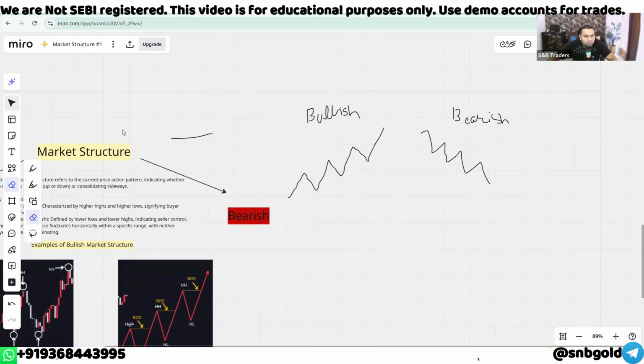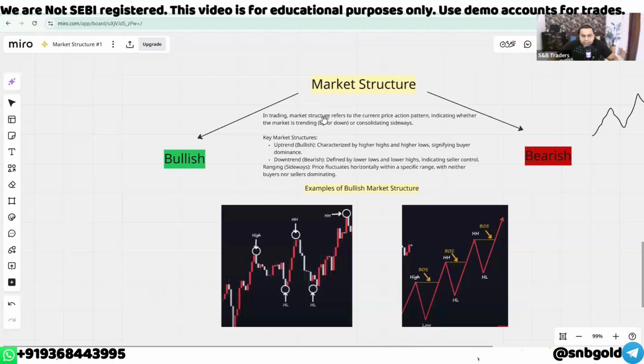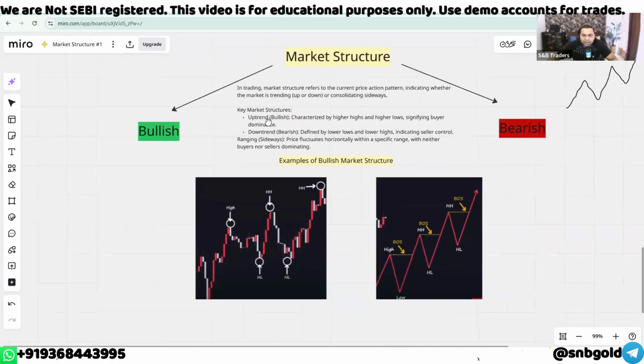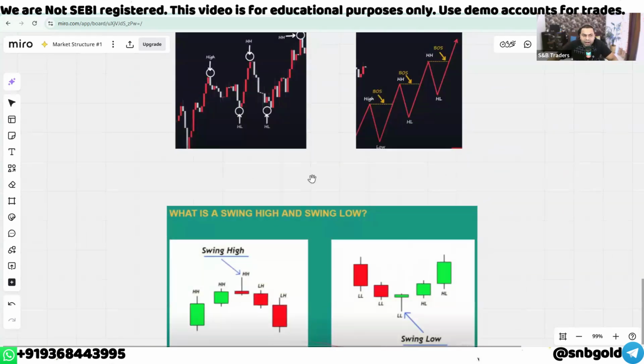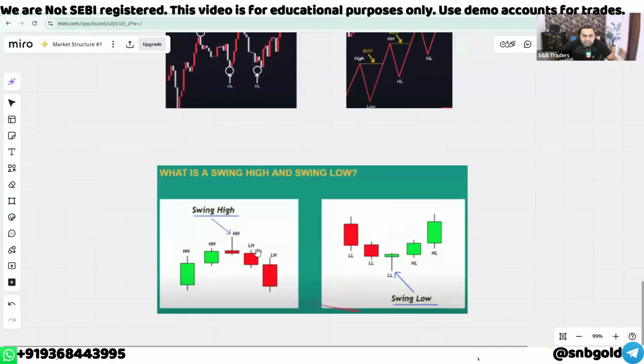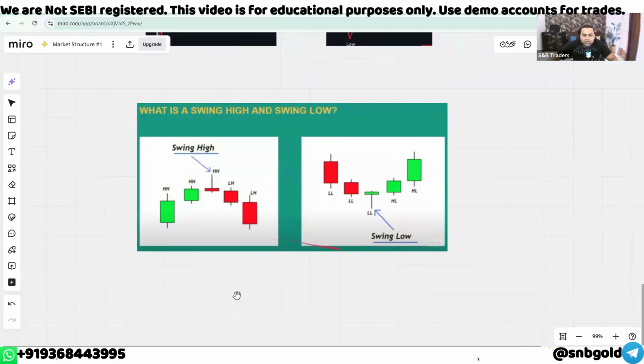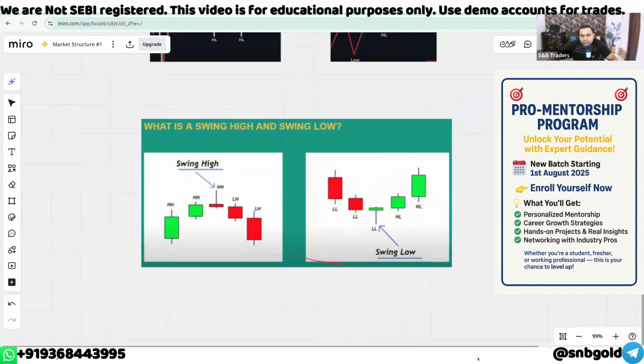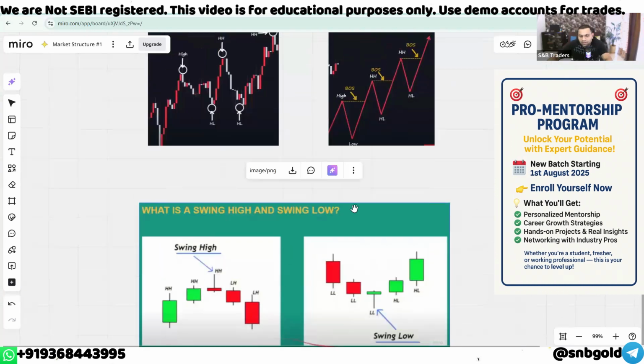Okay. Now, in trading, market structure refers to the current price action pattern indicating whether the market is trending up or down. So by now you already know this कि अप ट्रेंड कैसे बनता है, डाउन ट्रेंड कैसे बनता है और साइडवेज मार्केट कैसे है. But how do we identify apart from trend? We need to follow the swing high and swing low. Sorry, that is a different one.